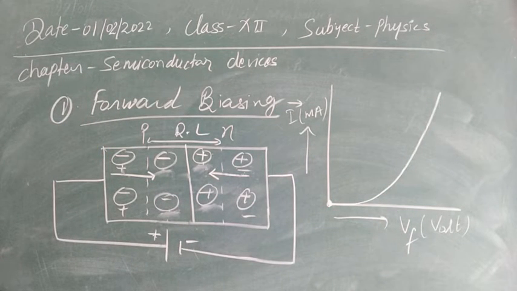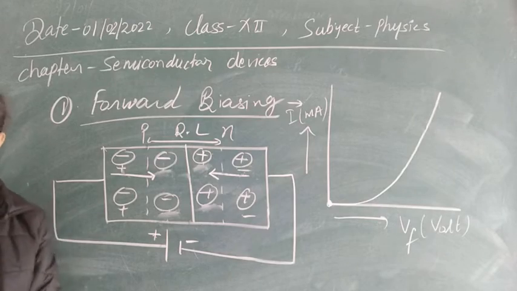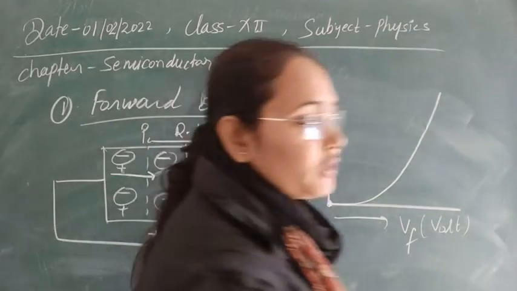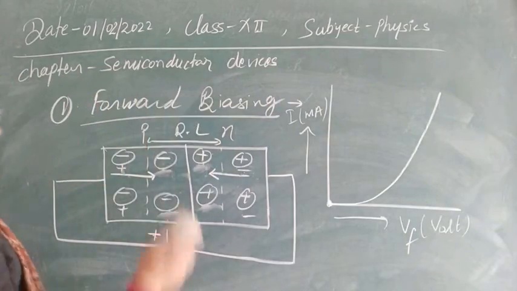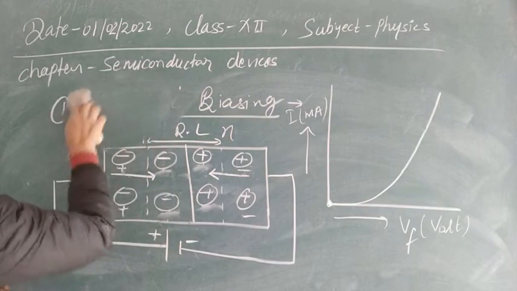Next, after the forward characteristics, the second procedure that we will see is for reverse biasing. So let's see what reverse biasing is.